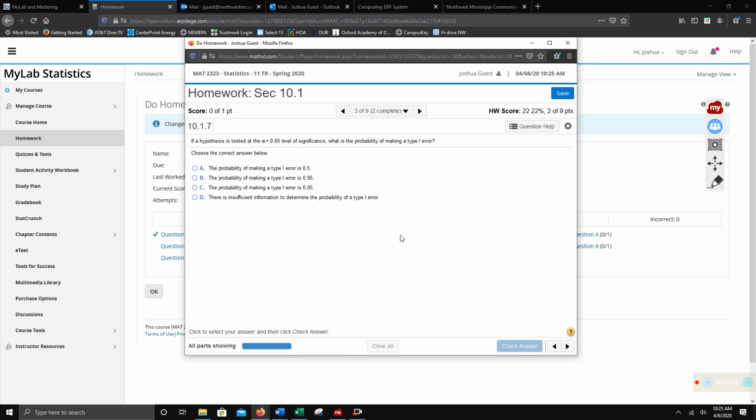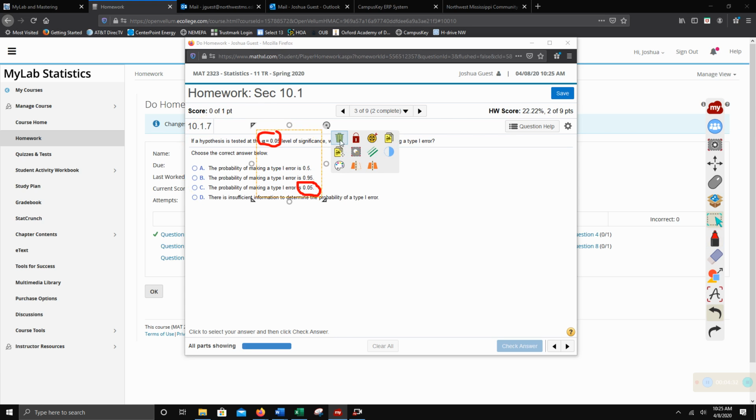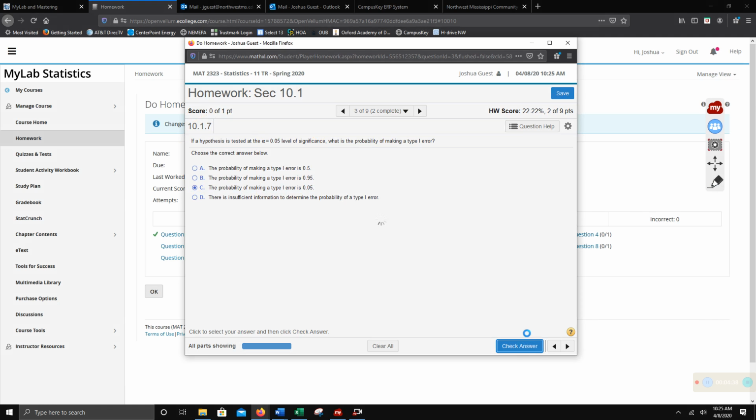All right. If a hypothesis is tested at the alpha equals 0.05 level of significance, what is the probability of making a type 1 error? So if you recall, by definition, the significance level, alpha, is the exact probability of making a type 1 error. So whenever you see this and it says alpha is 0.05, then the probability of making a type 1 error is the same exact number. So here, that's going to be C. The probability of making a type 1 error is exactly the same number as the alpha. And alpha doesn't have to be 0.05, it just is here in this one.